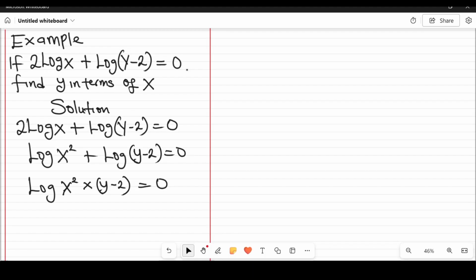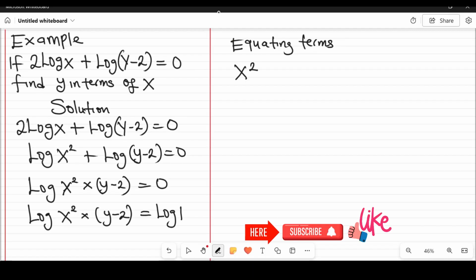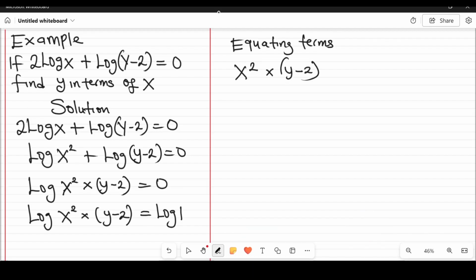Now, from the laws of logarithm, we know the logarithm of 1 to any base is 0. So therefore, our equation becomes log x squared times y minus 2 equal to log 1. Now from our equation, we can see that we have the same base in logarithm. So therefore, we can equate terms. So equating terms, we have that x squared times y minus 2 equal to 1.